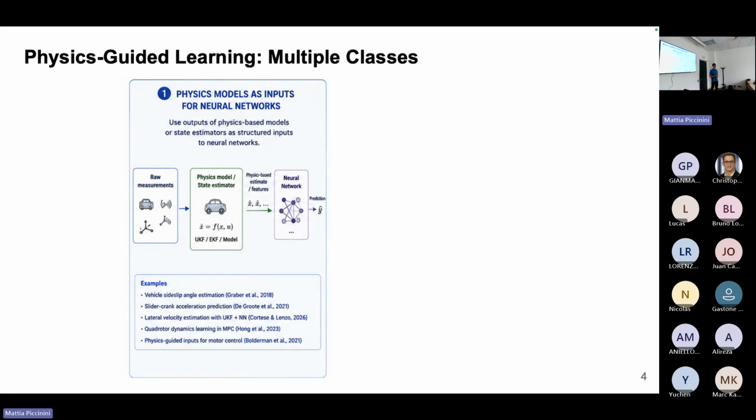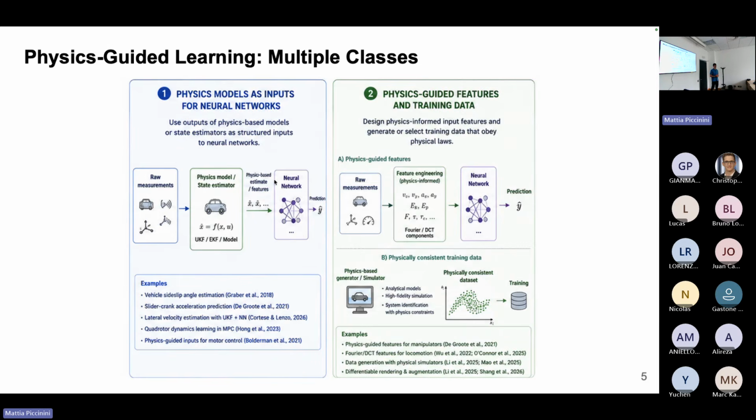Okay, the second category is still partly related to that, but it's more about physics-guided features and training data. So here we can have, again, raw sensory measurements, but from the measurements, or from a set of features that we have pre-computed, we extract another set, or we create a new subset of features with physical principles.